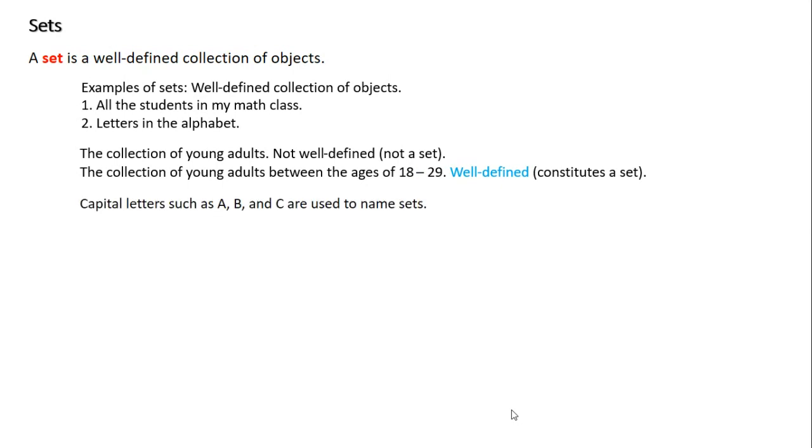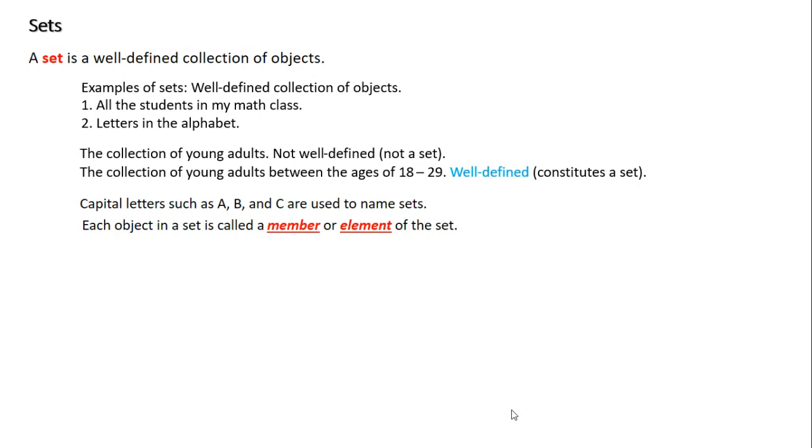Now, we are going to be giving names to sets, and the most popular names that we give are just the letters of the alphabet: A, B, C. We always capitalize, just like how your name is capitalized. We normally don't use lowercase letters to name sets. We always use the capital letters. Each object in a set is called a member or an element.